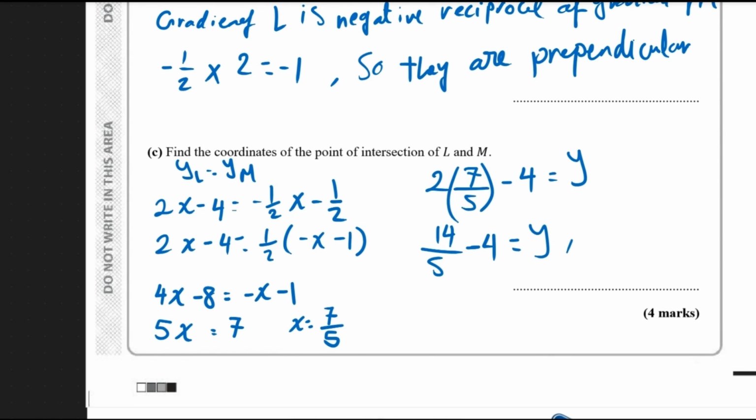So now we need to make the denominator the same. How to do this? I multiply the top of the fraction by 5, the bottom of the fraction by 5. That means this one becomes 20. 20 take away 14 take away 20 became minus 6 over 5. So this is the answer of y. So we have 2 points now. We have the value of x, 7 over 5, and the value of y, minus 6 over 5. So we can write our answer as 7 over 5 and minus 6 over 5, and this is your final answer.